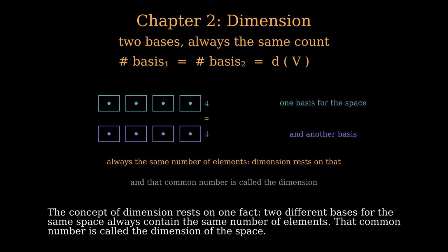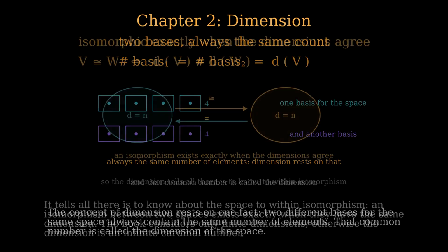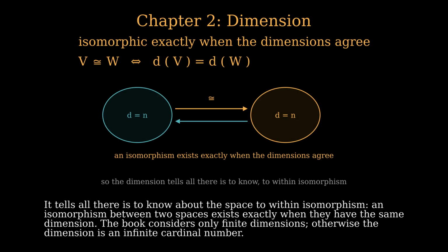The concept of dimension rests on one fact. Two different bases for the same space always contain the same number of elements. That common number is called the dimension of the space. It tells all there is to know about the space to within isomorphism. An isomorphism between two spaces exists exactly when they have the same dimension.